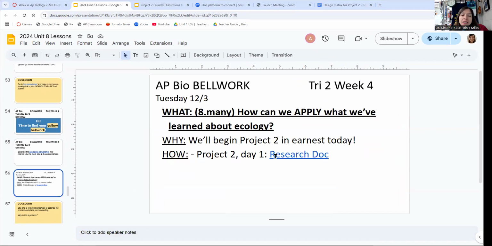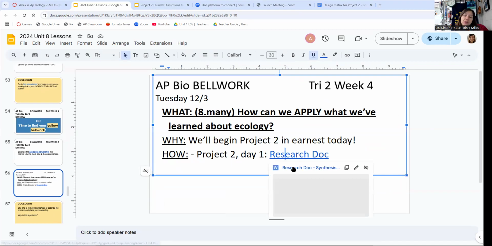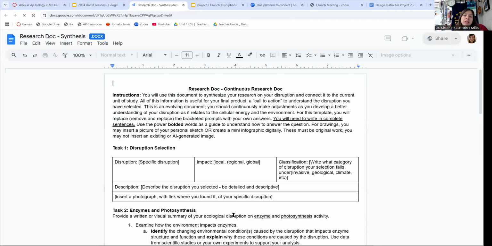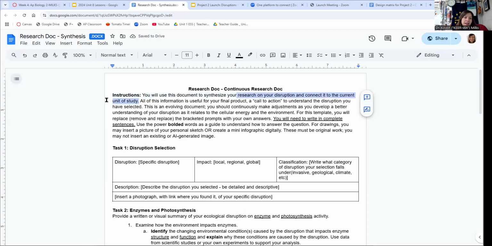Okay, cool. So today we are beginning project 2 in earnest by looking at a research document that you and yours are going to use to be able to synthesize your research on your disruption and connect it to the current units of study, right? All this information is useful for your final project, which is a call to action to understand the disruption you have selected and to mitigate it. This document is evolving, so you might find that you start it and then you're going to go back and do something else. That's totally okay. You will need to write using complete sentences to make that happen. That's going to be important here.